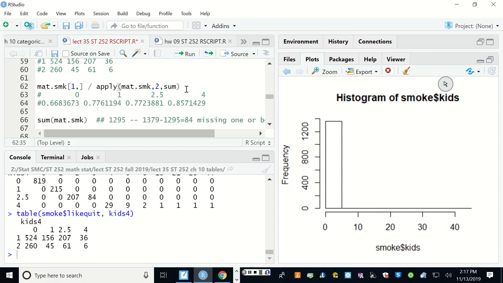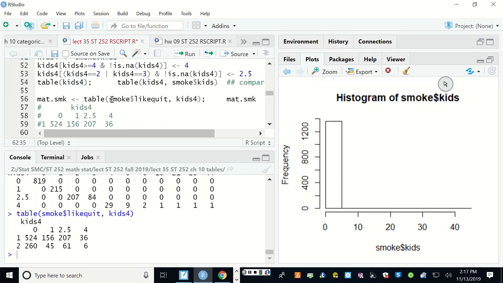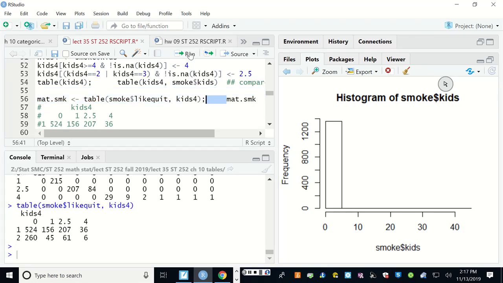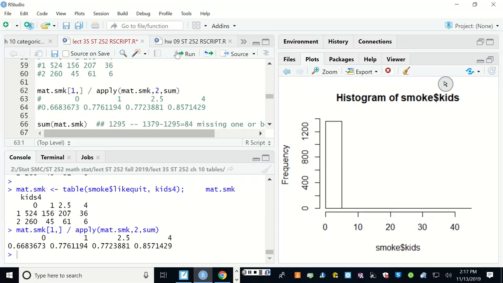You didn't save it as a variable. I didn't save the table as a variable. Okay, yeah, I better. I might want to. Oops. There you go. So it's there now.